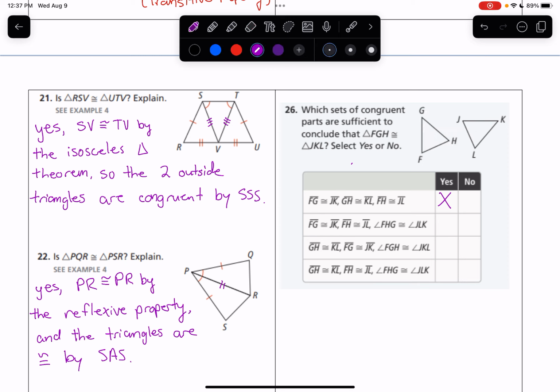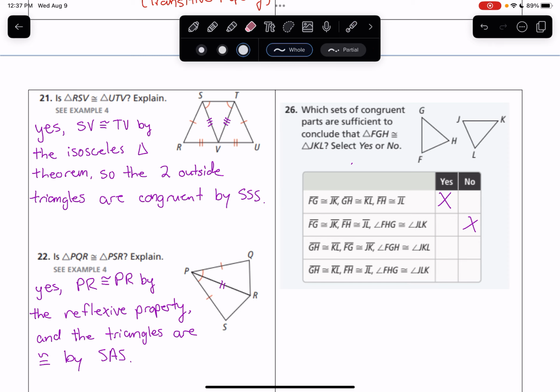Next, FG is congruent to JK, FH is congruent to JL, and angle FHG is congruent to angle JLK. Well, in that case, we don't have enough information. We have side, side, angle. That's not the included angle. So it's not enough information. All right, it's not side, angle, side.